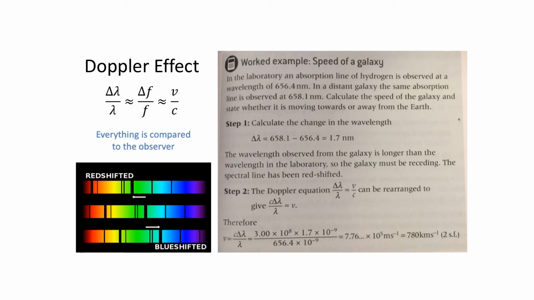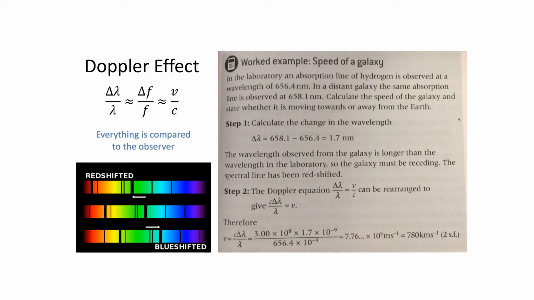Okay, the Doppler effect. You would have heard of the Doppler effect, I would hope, from GCSE. The idea that frequencies of sound or wavelengths of sound vary depending on the observer, and everything absolutely has to be compared to the observer. There's an equation to look at, and as you can see, it is just here.